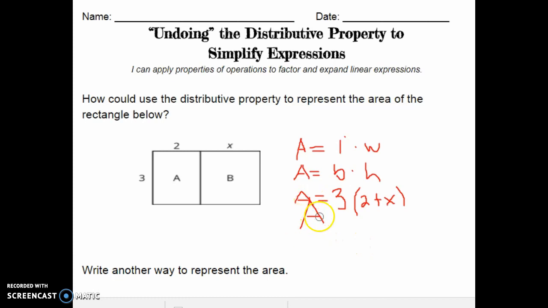Here's my area again. We have a 3 on the outside of parentheses, so I need to distribute it. 3 times 2 is 6. 3 times x is 3x. And I'm adding, so I put a plus sign in the middle. What's another way to represent this area?